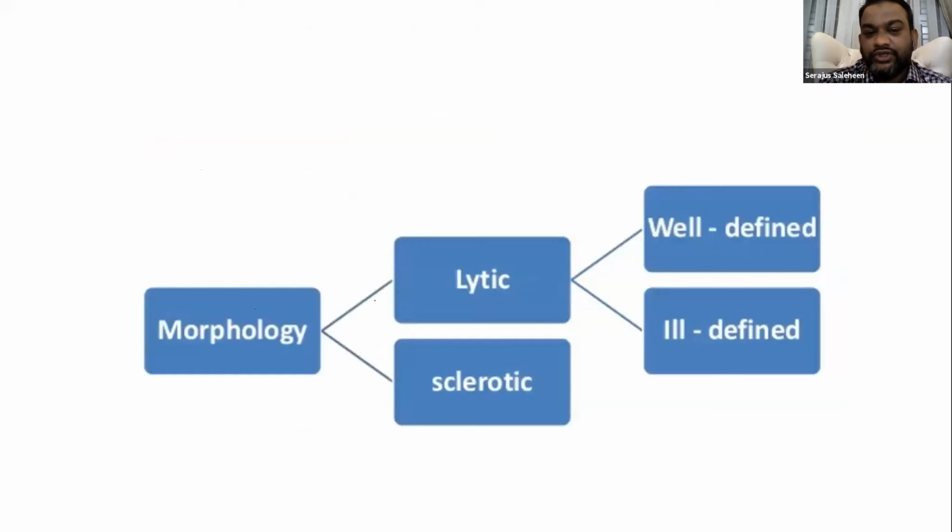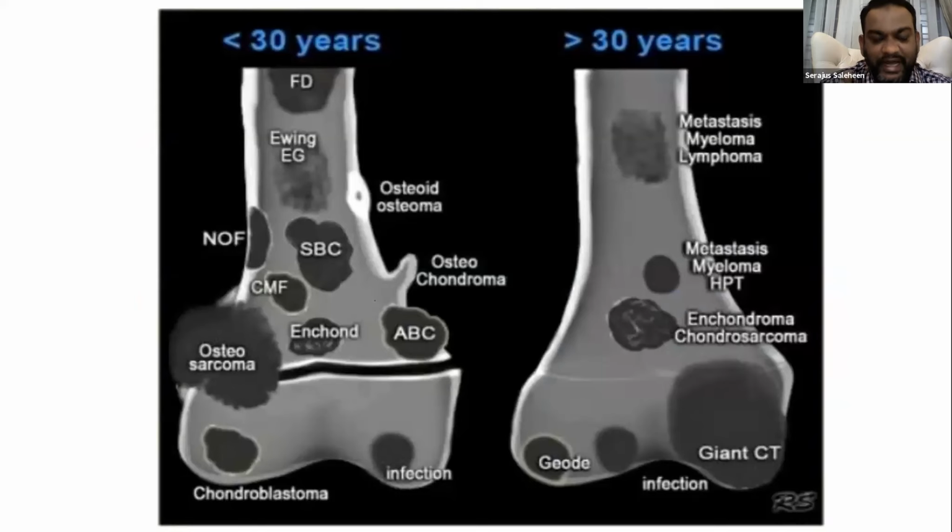So in morphology, we should see whether the lesion is lytic or sclerotic. If the lesion is lytic, we should see whether it is well defined or ill defined. And this is the diagrammatic view of the location of the bone tumor in children and also in adults. But in children, most benign tumors and malignant tumors are found in the metaphyseal and the diaphyseal region.